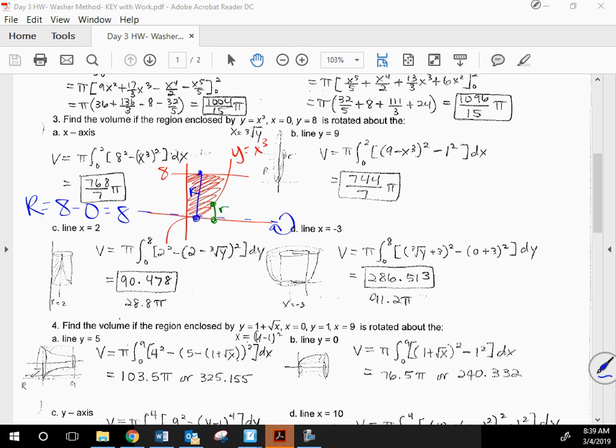And then my little radius, again top, which is our function x cubed, minus bottom, which is again our axis, which is 0, so x cubed. So when I go to do my volume, again, I integrate big R squared minus little r squared. The big R was 8, so 8 squared. And little r was x cubed, so x cubed squared. Got questions with 3a?